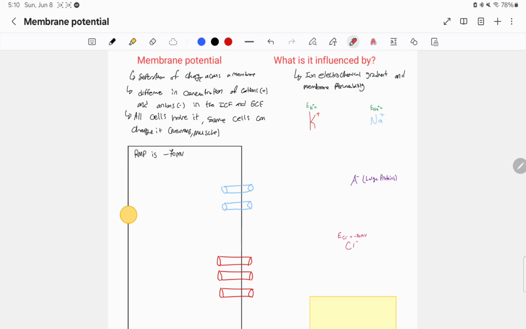Okay, alrighty. So if the resting membrane potential is indeed -70, how do we get there? Or how did we get there? Because we must have started from 0 millivolts, right? We must have started from no charge, and then we must have worked our way down to -70. So how did we do that? Well, I'll tell you how we get there.